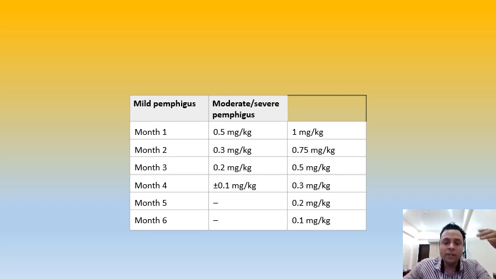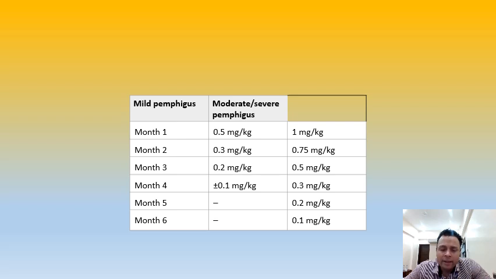So for the first 1 month you give this much dose, 0.5 milligram per kg. This is a tapering schedule. Second month you give 0.3 milligram per kg. Third month you give 0.2 milligram per kg. Very easy. And fourth month 0.1 milligram per kg. This is for the mild. Sorry, this box is slightly shifted here. Obviously, moderate and severe will come here; the one box on the top is shifted. Sorry for that. So mild pemphigus 0.5, 0.3, 0.2, 0.1.